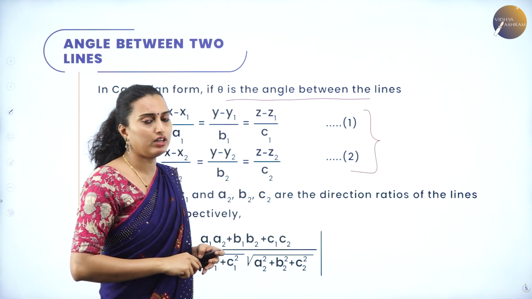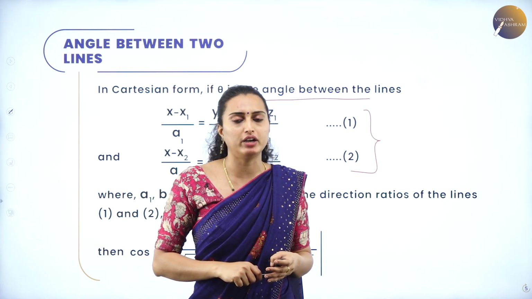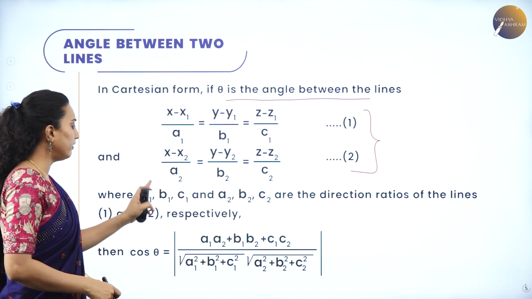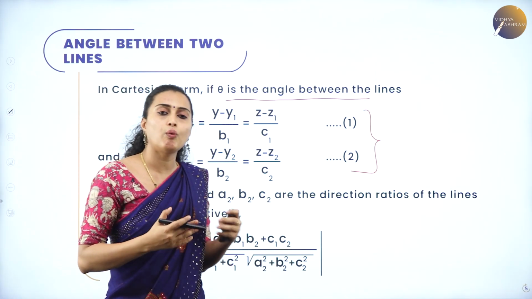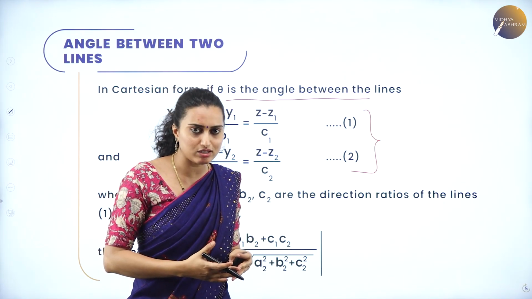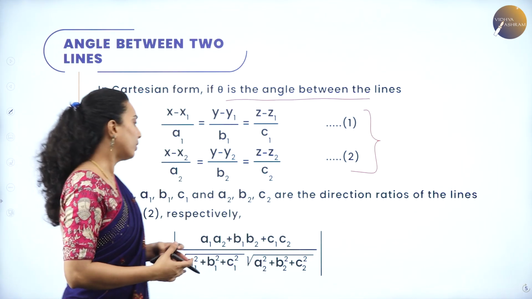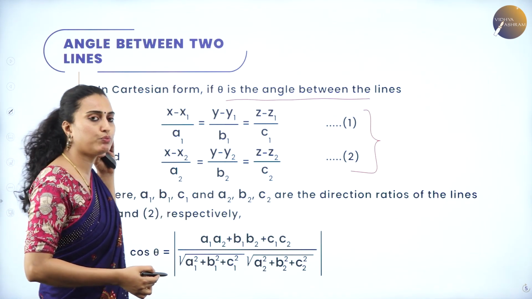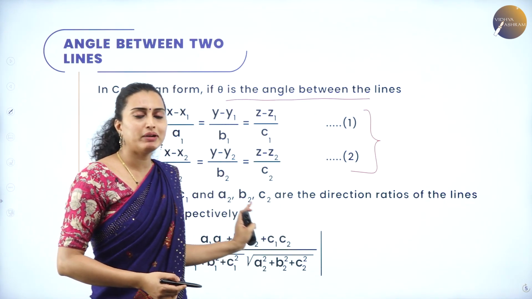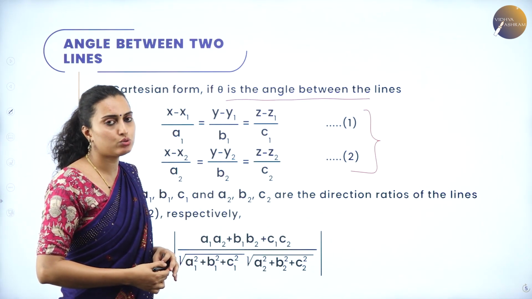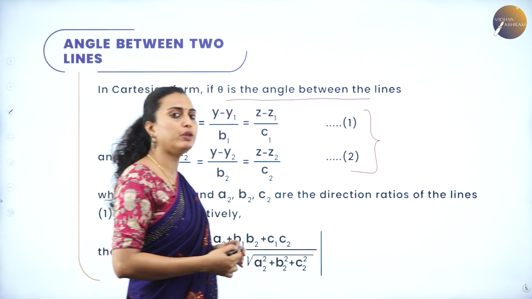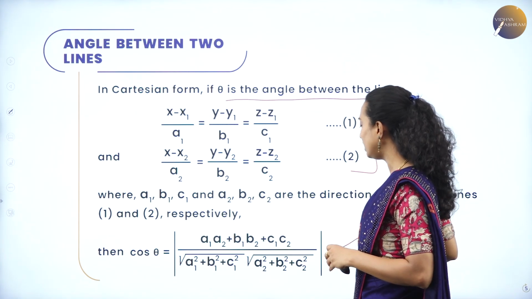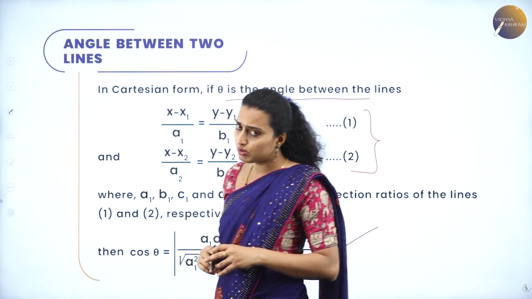If it is given in the Cartesian form, then how do we find the angle? Here a1, b1, c1 and a2, b2, c2 are the direction ratios of line 1 and line 2. Now, cos theta is equal to the same formula as we have already gone through, which is nothing but (a1a2 + b1b2 + c1c2) divided by the square root of (a1 squared + b1 squared + c1 squared) into the square root of (a2 squared + b2 squared + c2 squared). This is very, very important, so note down all these formulae.